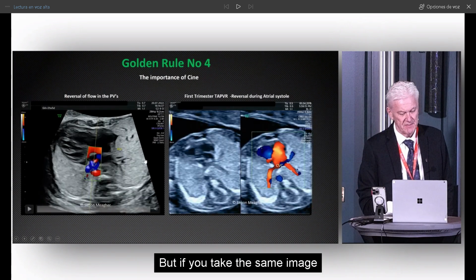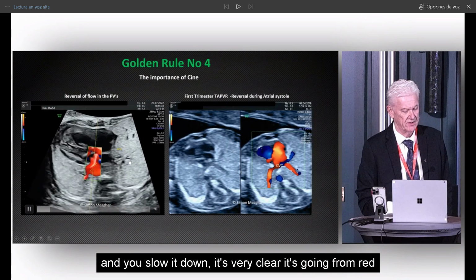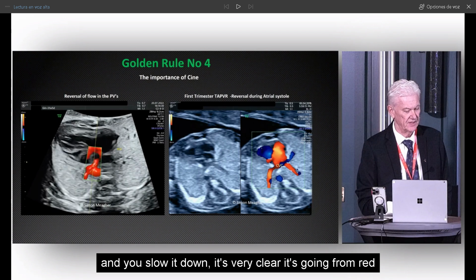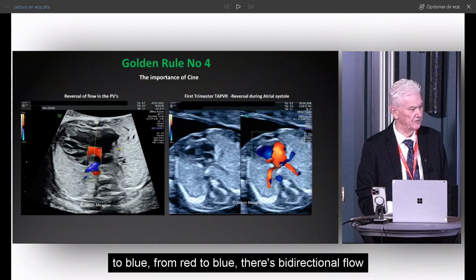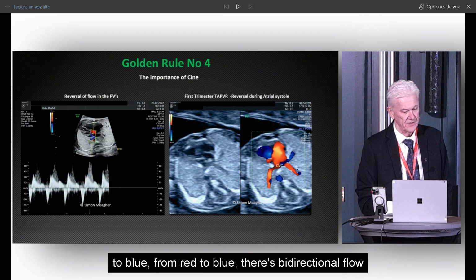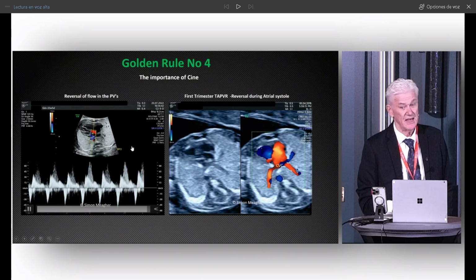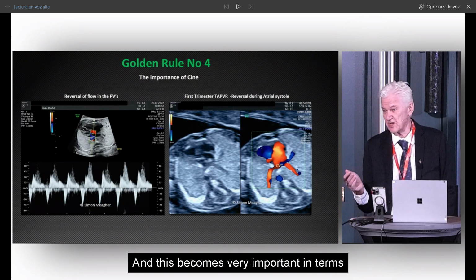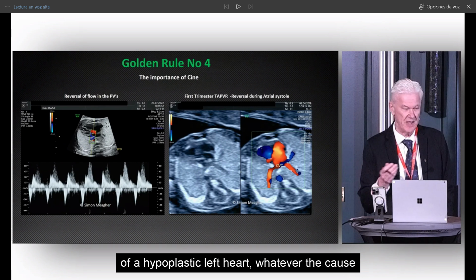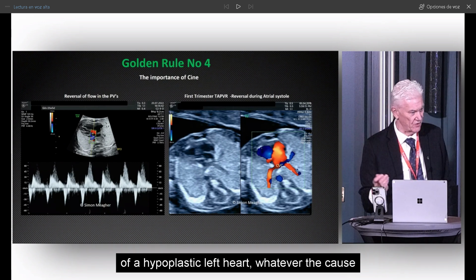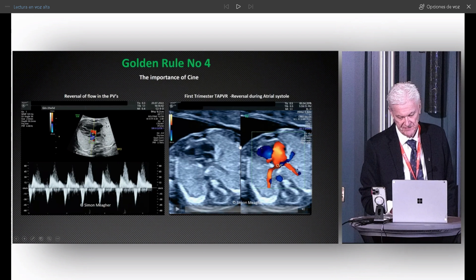But if you take the same image and you slow it down, it's very clear. It's going from red to blue, from red to blue. There's bidirectional flow across the pulmonary veins. And this becomes very important in terms of counseling patients in the setting of a hypoplastic left heart, whatever the cause of the hypoplastic left heart is.